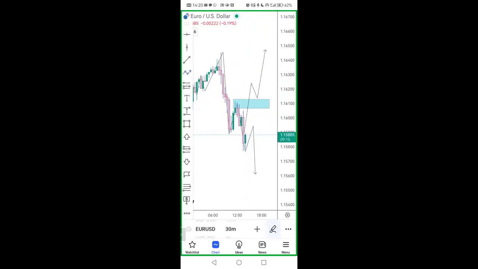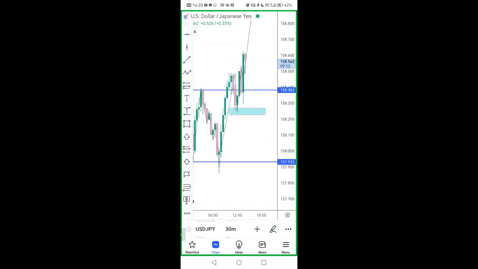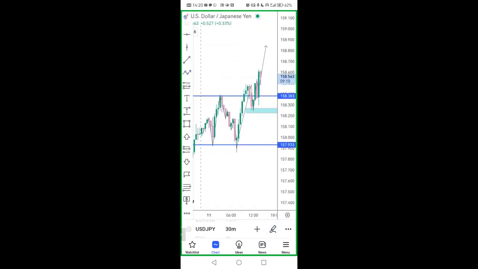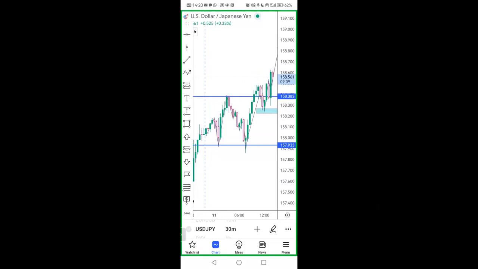Okay, let's look at the last pair. Okay, so this one is a very nice one. Though you can see that initially it was just going back and forth. It would come up, break structure to the top, then come all the way back down, do as if it was going to break structure to the lower side, and then comes back up here.